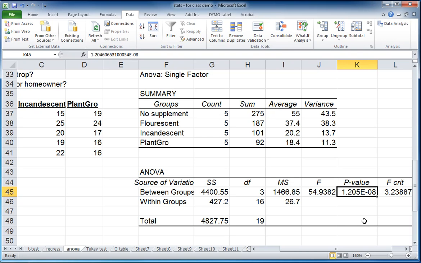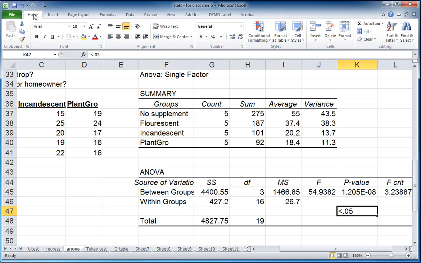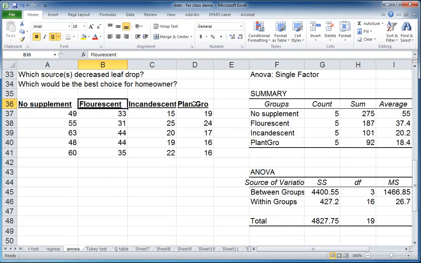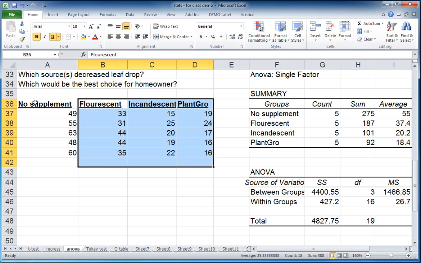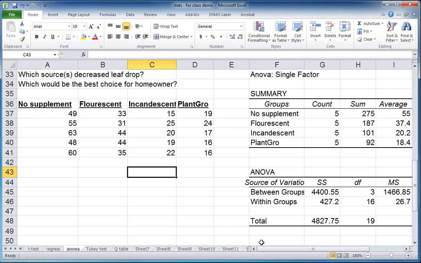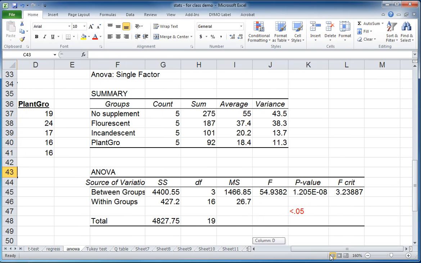Ooh. So that's I think 7 zeros and then a 0.12. So clearly the p-value is less than the 0.05 threshold that we always look for to declare significance. But again, that only tells us that one of these treatments is different from one other. It could be this one different from all of these. It could be these two in a group together, these two, and so forth. So we would have to go on and do the Tukey test.